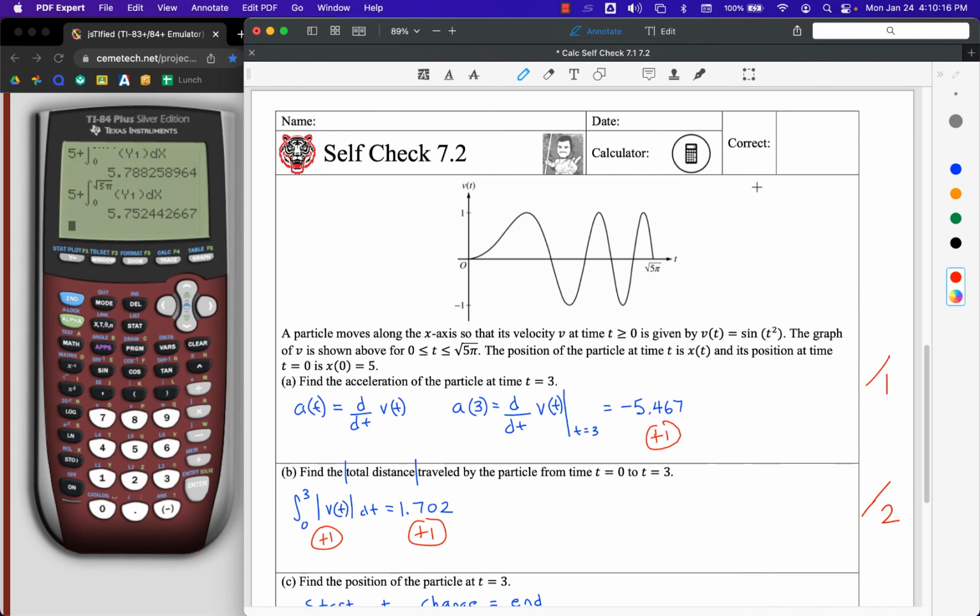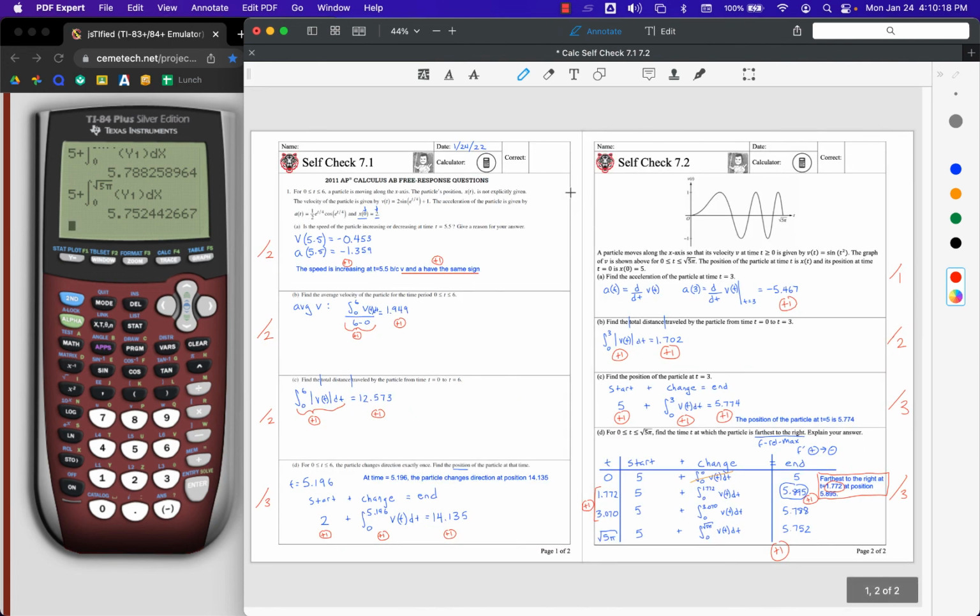As always, let's zoom out here. Give yourself the correct number of points out of 9 for each of these. Out of 9. Out of 9.